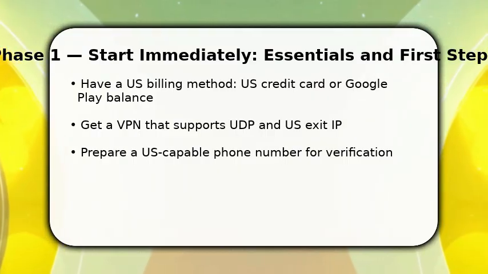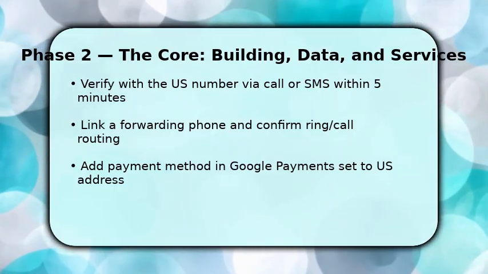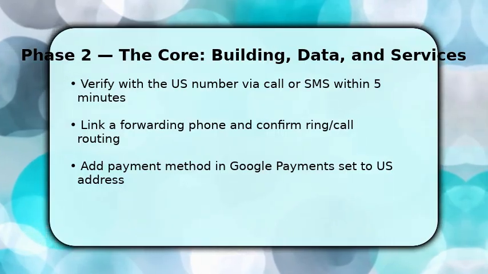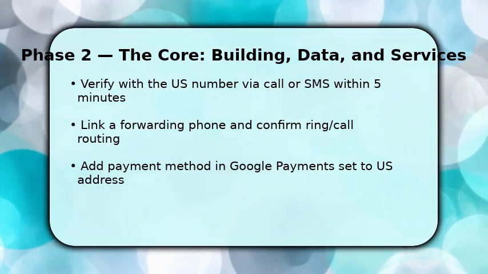After initial verification, you link a forwarding phone. Add the phone in voice settings, then accept the confirmation call. Once linked, configure call forwarding, voicemail, and message forwarding. Choose preferences to route calls to your local device.